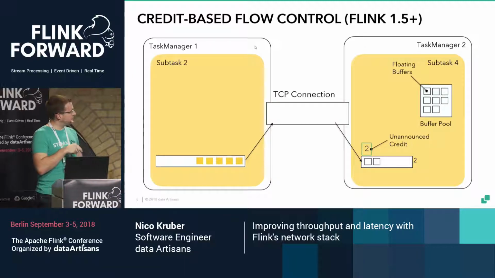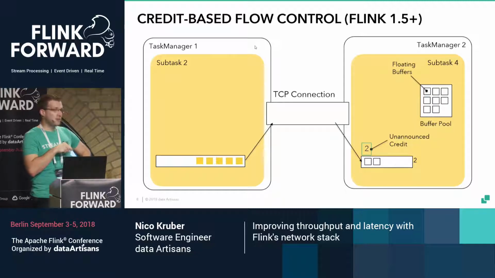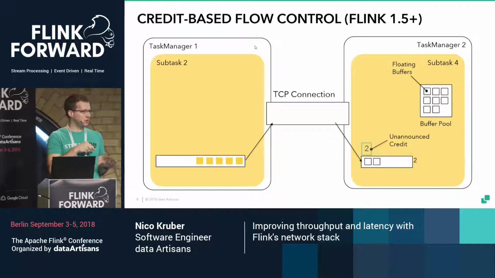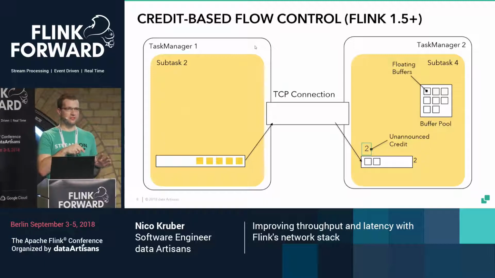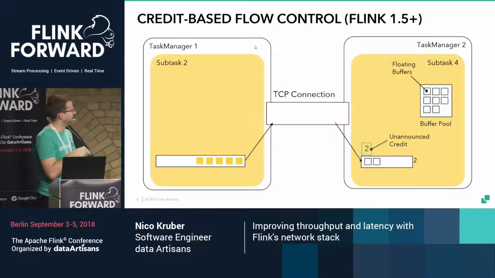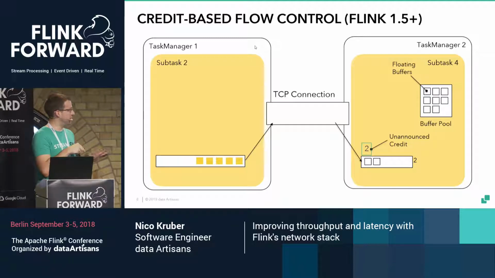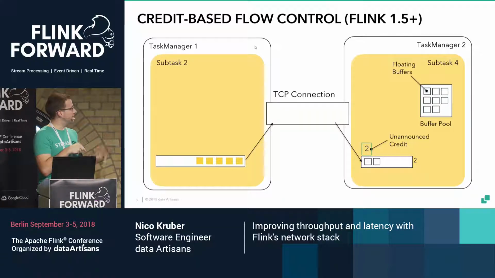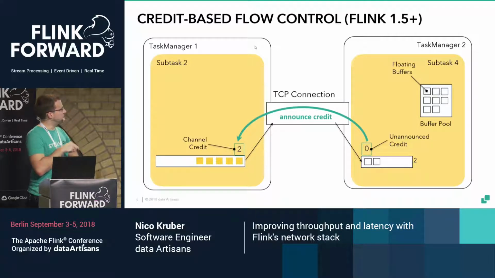So what this channel has now is two exclusive buffers that are sitting around. Actually, it doesn't matter which type, it's any buffers that are in there. We have two of them, and at first it is unannounced credit. So we have credit for two buffers to process. What we do now is that we announce this credit to the sender. So we tell the sender, okay, I have two buffers available. You can send me input for two buffers only.